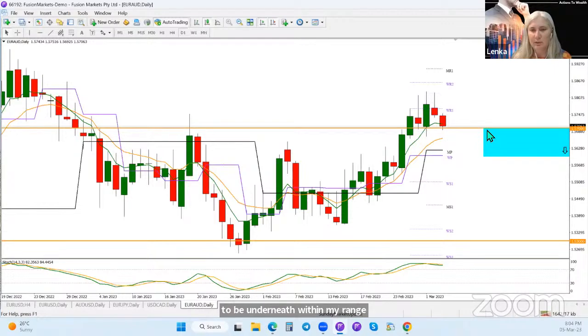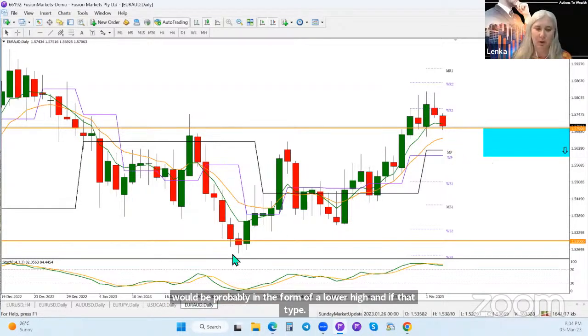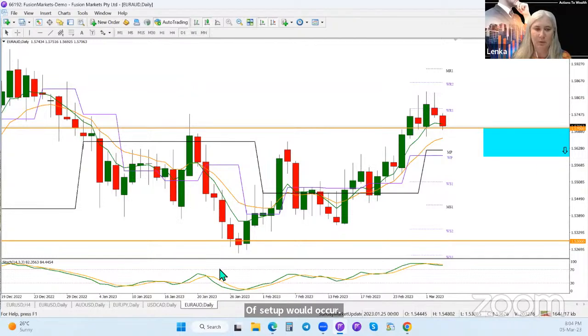And I'm going to look for some kind of pushback from the top of the range, which would probably be in the form of a lower high. And if that type of setup would occur, then I would be looking for short opportunities there.